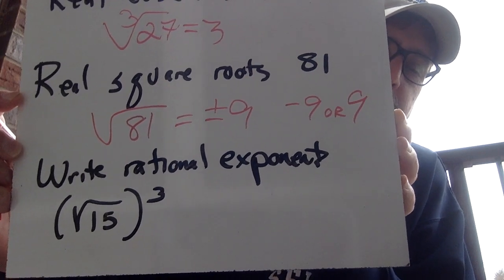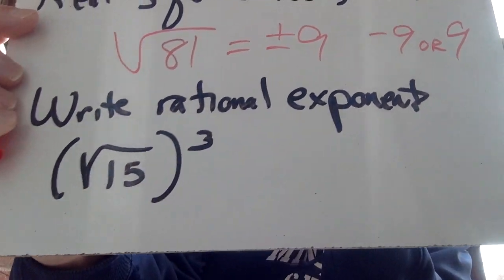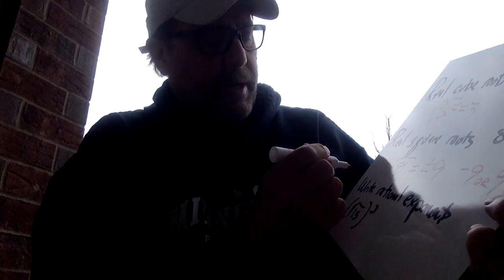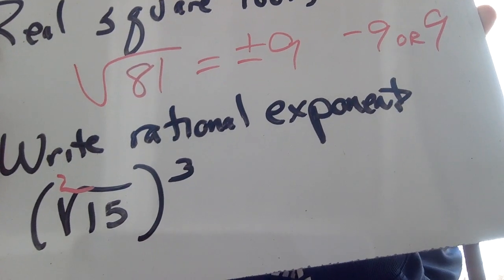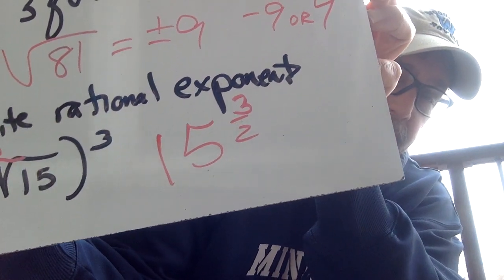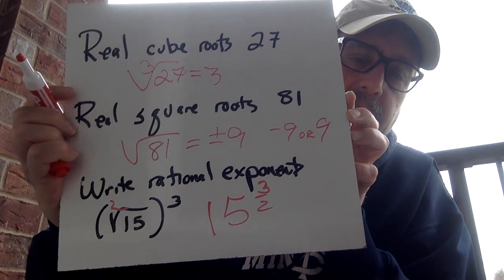Right, with rational exponents. Right here on the square root, there is a 2. We don't see it, but there is a 2 right there. Cool. So we can write this as the following: 15 to the 3 halves. Feel free to pause at any point in time, but there's a few questions that could be test questions.